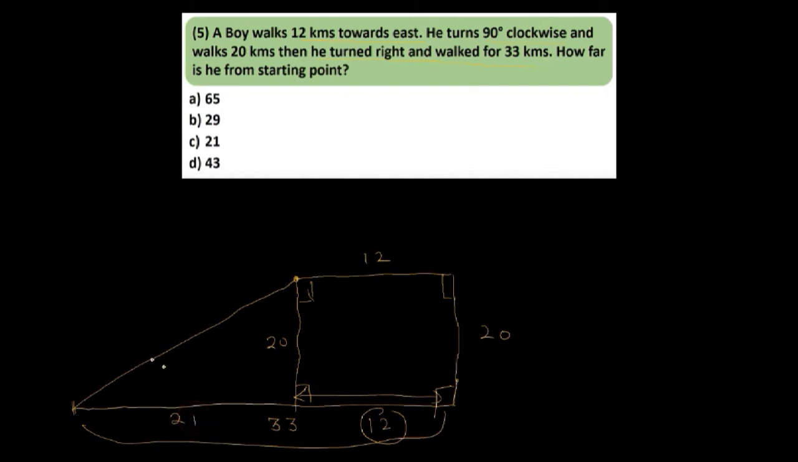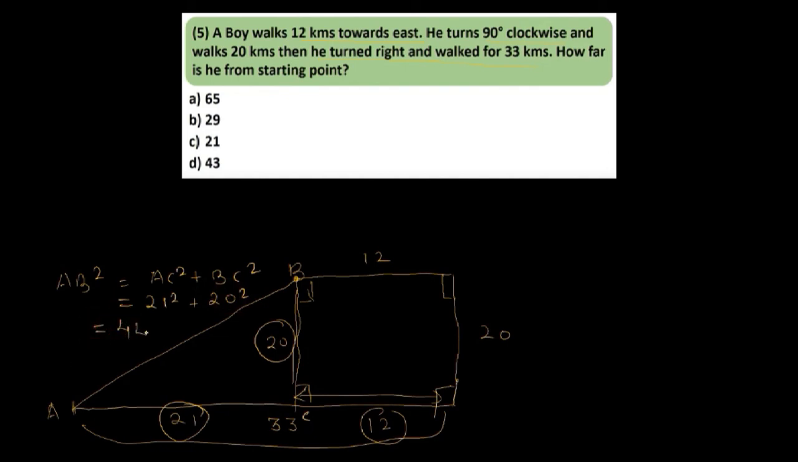Okay, now just name them as a triangle A, B, C. So we know that according to the Pythagoras theorem, AB square is equal to AC square plus BC square. Now here AC is 21. So 21 square plus BC is 20. So 20 square. So this becomes 441 plus 400, that is 841, and ultimately AB comes out to be 29.